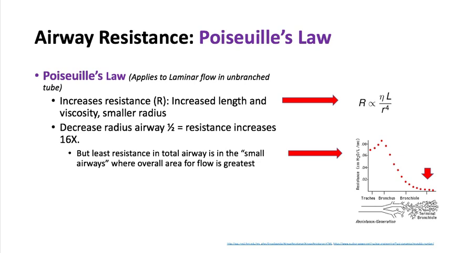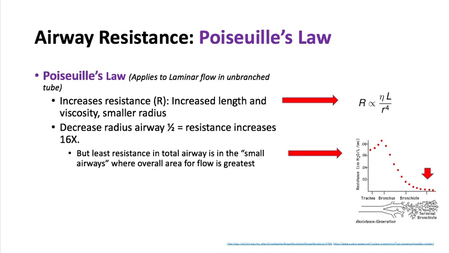Poiseuille's law. Poiseuille's law applies to laminar flow in unbranched tubes. So as air is going down the trachea, for example, is it laminar or turbulent? If it's laminar, Poiseuille's law applies to it. And that says that resistance on the far right at the top is proportional to length of a tube and radius of that tube, as well as the viscosity.